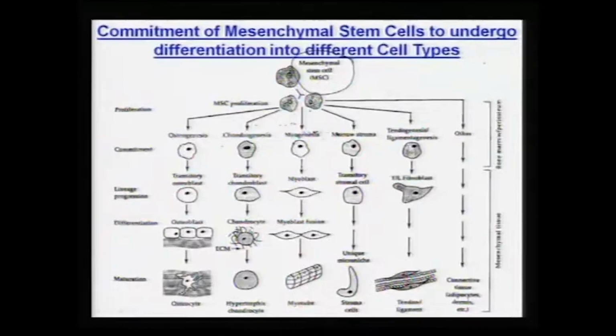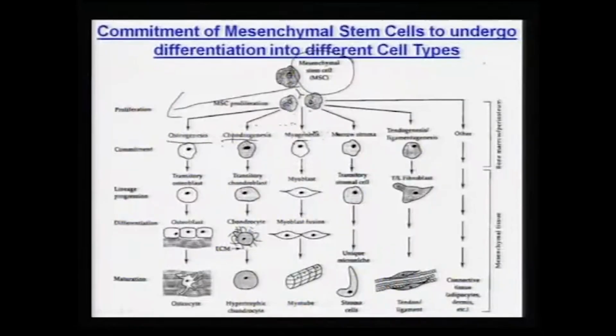Now, if you see the stem cells here, the primary cells, they go to proliferation. From proliferation you can have osteogenesis, you can have chondrogenesis. Osteogenesis means it is forming the bone cells. Chondrogenesis means it forms the chondrocytes or cartilage tissue cells.